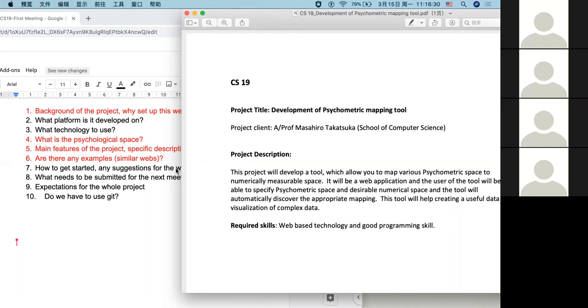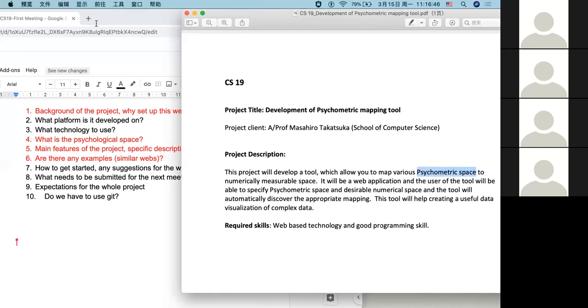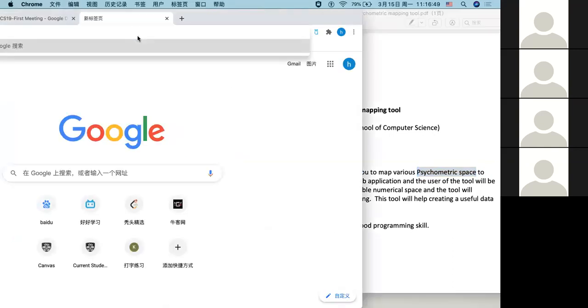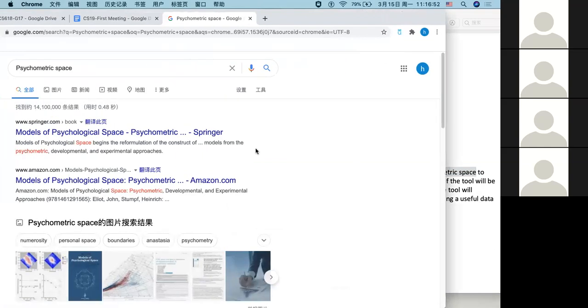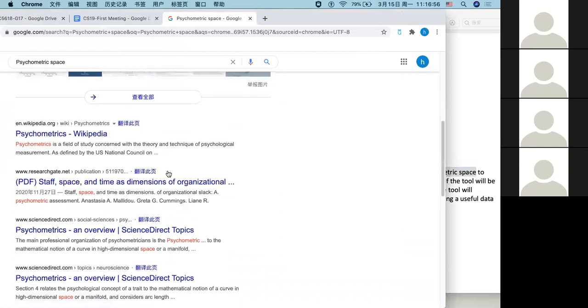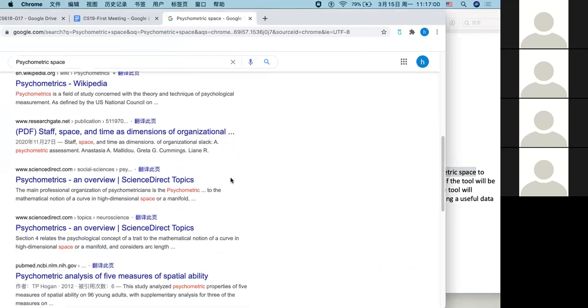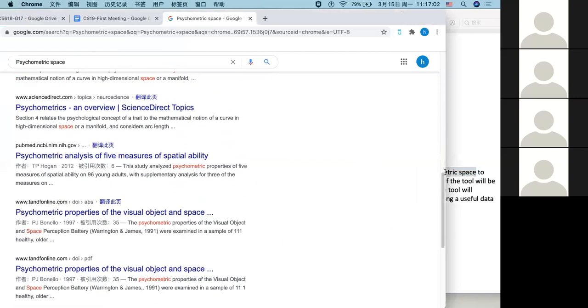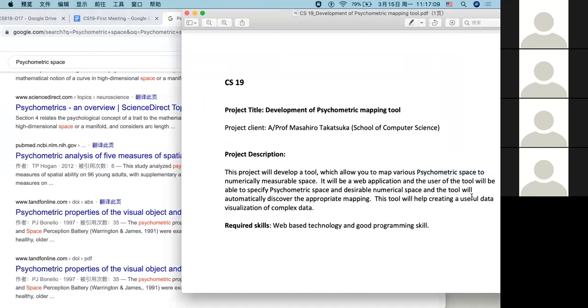Yeah, we have searched, but not many results. There's huge literature on psychometric measurement. So what's your understanding of psychometric space or measurement? We don't really know. We researched it, but there are not so many results. So among those results, would you please tell us what your understanding of psychometric measures is?